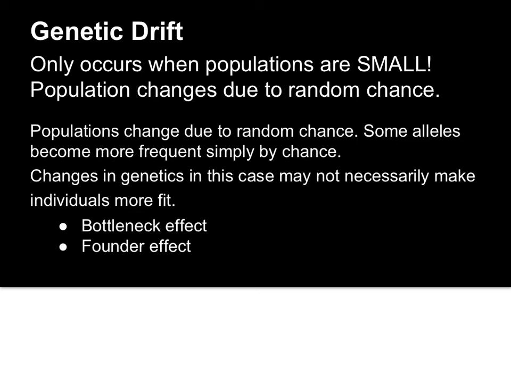Okay, so the two ways that this can happen. We have the first one, which is the bottleneck effect. Basically what happens is we have a mass die-off of individuals, so only a certain amount are left. Those that are left could have advantageous alleles, could have disadvantageous alleles. But the thing is only their alleles are going to be left, and we're going to have allele frequency change just because of the majority of the population dying off. Okay, so this can all of a sudden increase a certain gene.